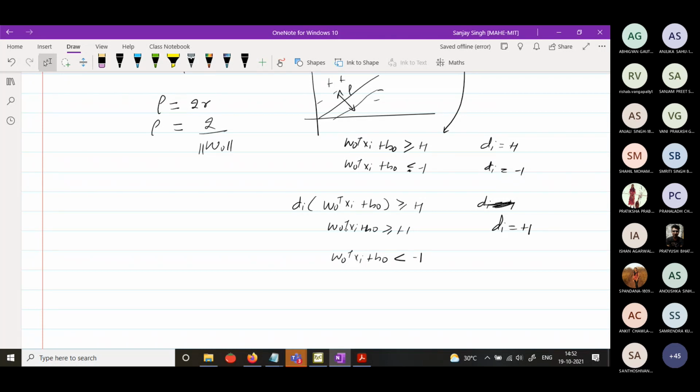It will remain w naught t xi plus bi, so this is greater than plus 1. Now when di is equal to minus 1, when you multiply this by minus 1, the inequality sign changes, and the right side becomes minus 1. So this is nothing but your second constraint, and that's why I'm saying that instead of writing two constraints, we can put it across as one.